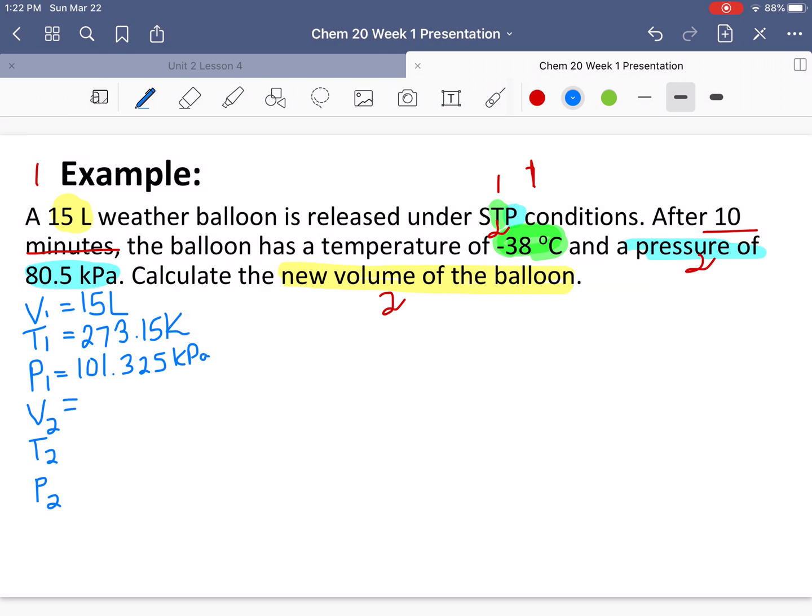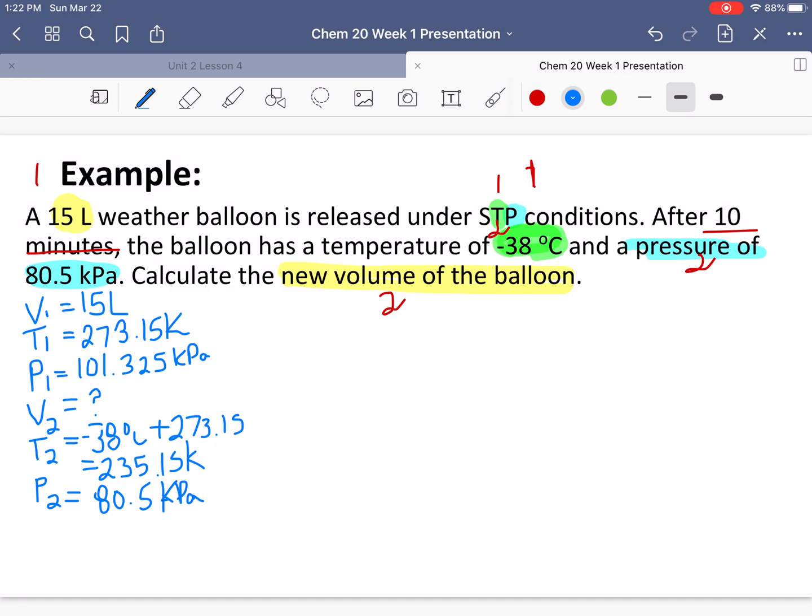Okay, keep going. V2, the final volume, that's the whole point of the question. That's what you're looking for. Your T2, here's where things get interesting. Negative 38 degrees Celsius. Not good enough. So you need to add your 273.15 to get the actual final temperature. Add those two together. Don't forget about the negative on the 38. We get 235.15 Kelvin. Remember, guys, you can pause this at any point so that you can try to figure it out as you go. Our final pressure is given to you in the question, 80.5 kilopascals.